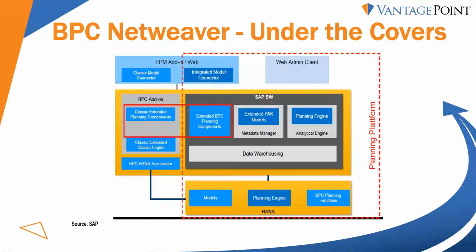So within VPC Netweaver, there are the 3 separate flavors, the standard, the embedded, and the optimized. So let's take a moment to look under the covers of what that looks like, and then we'll talk about what each of those 3 flavors look like as well. So underneath the covers of VPC, the 2 flavors of Netweaver are standalone VPC Netweaver on a BW environment.